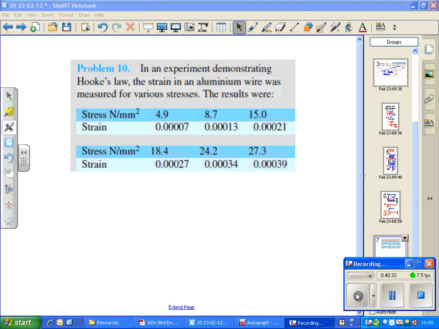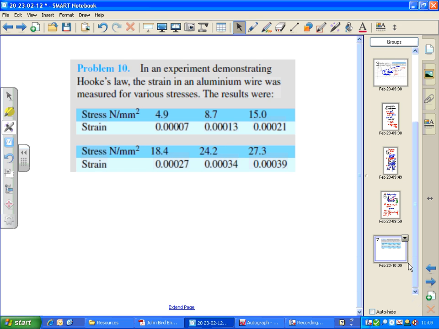Right, let's have a look at this as an example then. Taken from the textbook on the chapter on the equation of the line, so you could find it. This is a worked problem, so the results are in the textbook, but we can have a go at it. So in an experiment demonstrating Hooke's law, are you familiar with Hooke's law? The relationship between the extension of a material and the force applied. The strain on an aluminium wire was measured for various stresses. So strain is a word that is talking about the extension, and the stress is a measure of the force on the wire. And we've got some results.